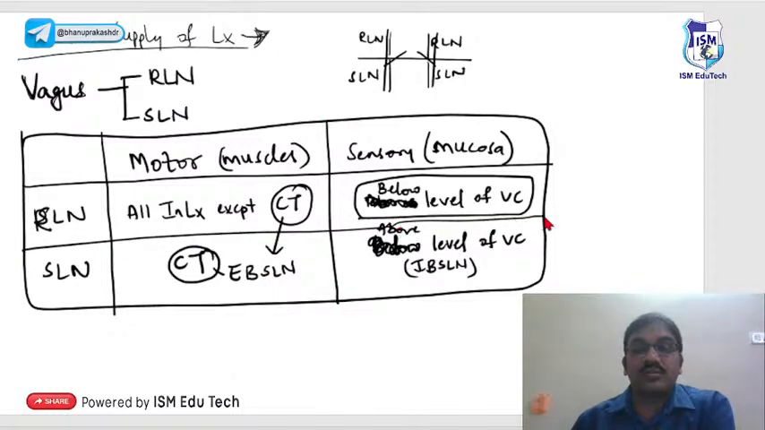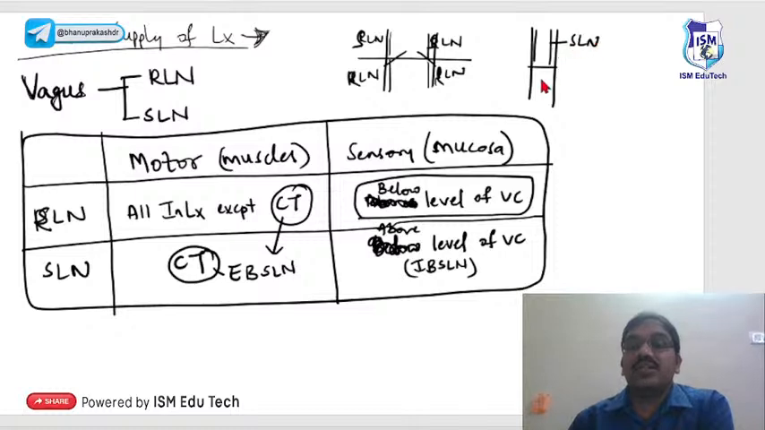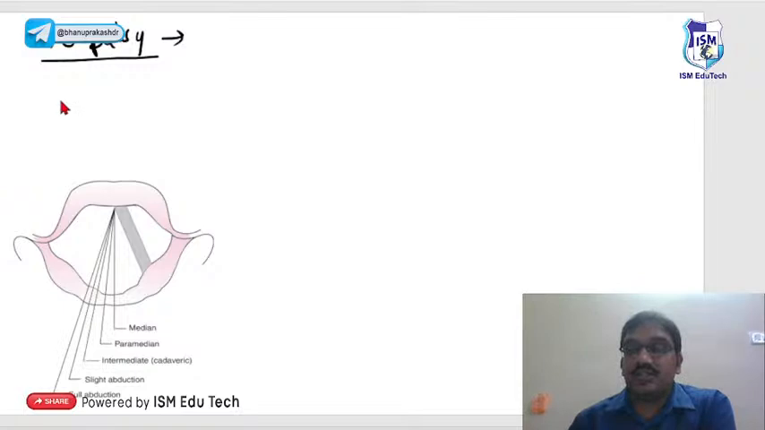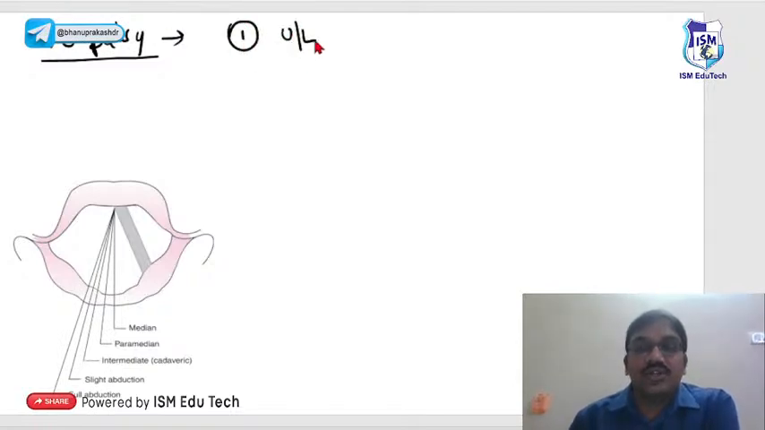Remember. So simple. So this is your larynx, superior and recurrent will be there. Above, internally, it will be SLN, and below, internally, it will be RLN. Apart from this, mucosa will be supplied by the SLN, SLN will be supplying the cricothyroid, RLN will be supplying all other muscles. This is very simple. Now coming to the vocal cord palsy. One by one, we will come to various different conditions of the vocal cord palsy. The first condition is unilateral SLN and RLN palsy.